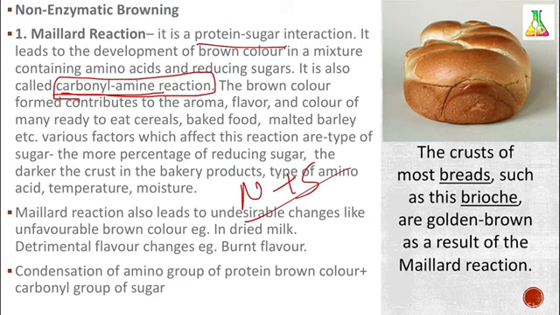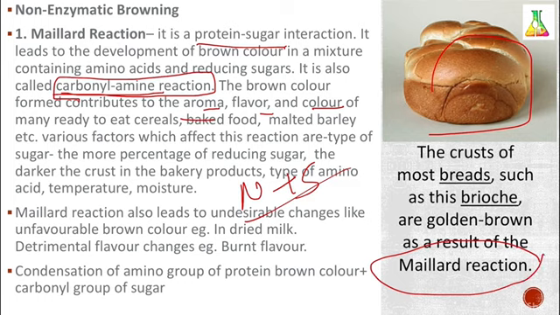The brown color formed contributes to the aroma, flavor, and color of many ready-to-eat cereals. You can see that the crust of most breads, such as brioche, is golden brown as a result of Maillard's reaction. Maillard's reaction also leads to undesirable changes like unfavorable brown color in dried milk, detrimental flavor changes, and a burnt flavor. In Maillard's reaction, the sugar amines have a brown color at low temperature. Histidine, threonine, phenylalanine, tryptophan, and lysine are the most reactive amino acids.